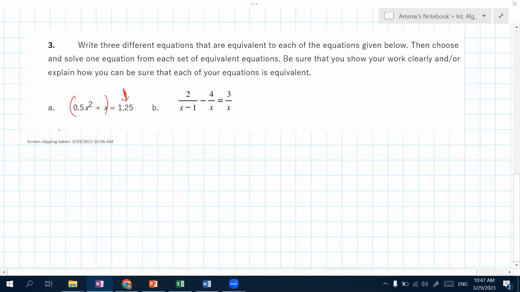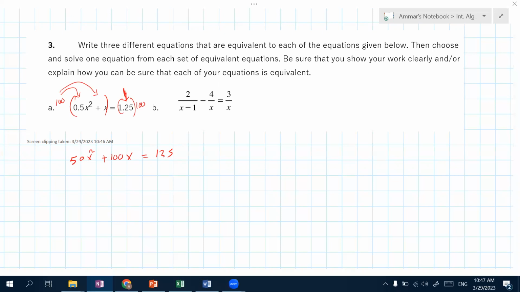So 100 here and 100 here, and the 100 should be distributed to each term on the right side. So this will be 50x squared plus 100x is equal to 125. So this is an equivalent equation of this.